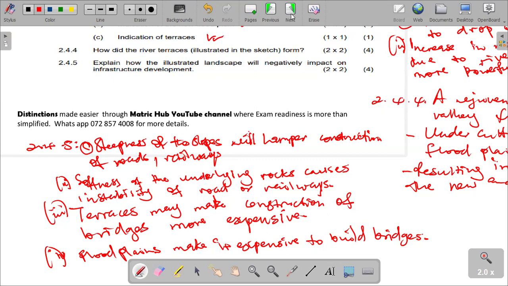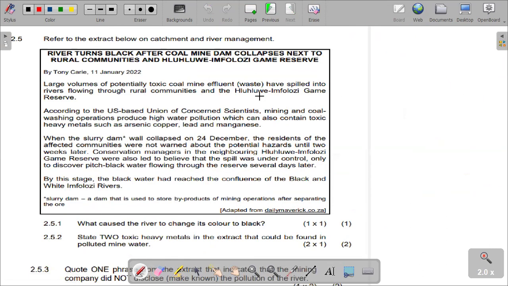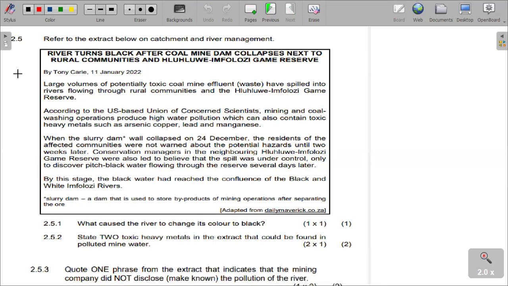We can go to the next question. The next question is referring to extracts below on catchment and river management. Like I said, today we are just looking at geomorphology. So the question refers to an extract on catchment and river management. Let us quickly go to the question.